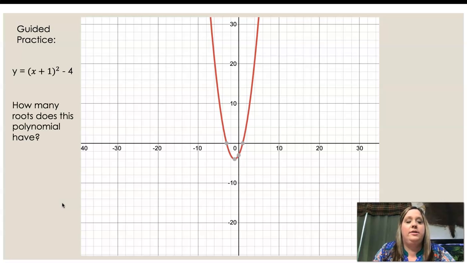And what we need to know is how many roots does this have? So we look, where does it cross the axis? It crosses it in 2 points, right? So it would have, Stacy, 2 roots. Good job.